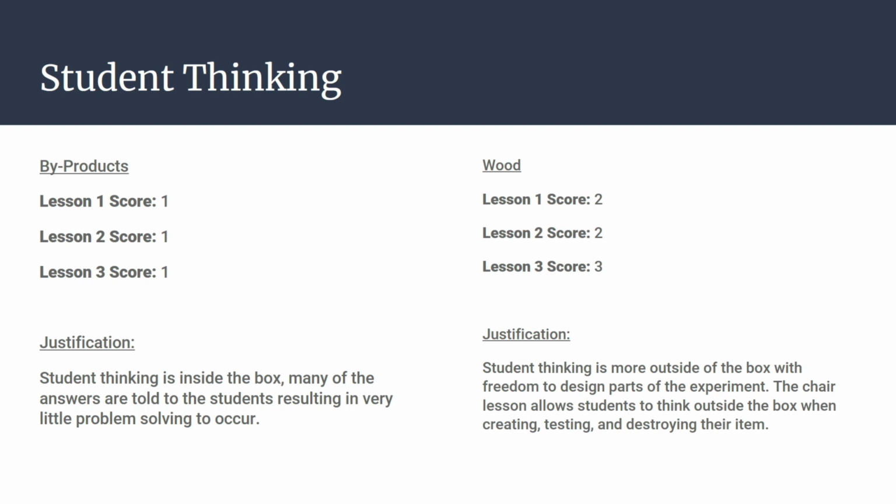In the wood unit, you'll see that the student thinking was rated at level 2 for lessons 1 and 2, and lesson 3 was advancing at level 3. So students were given the opportunity to think more creatively outside the box, especially with the third lesson, because they were able to create and design a chair, and they were able to build it and test it for strength. And so that was a way to really get them to think more critically, creatively, and kind of think about how the science, the properties in the wood, were going to help them to make a stronger chair.